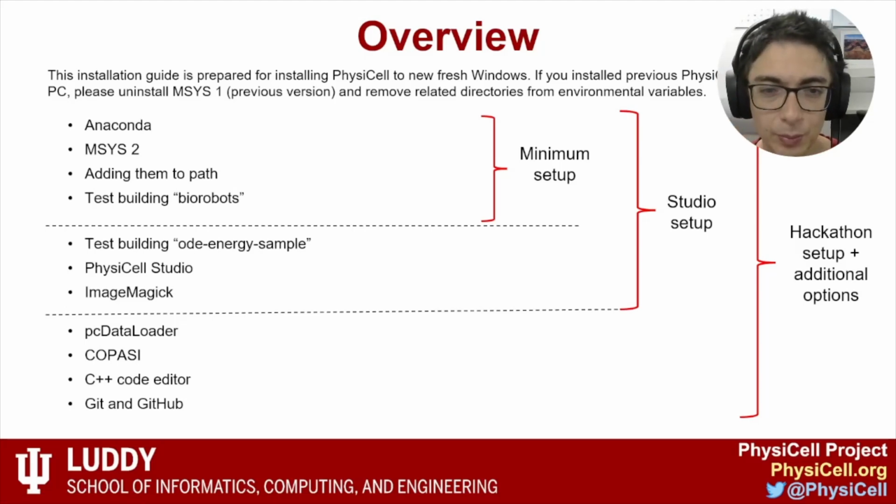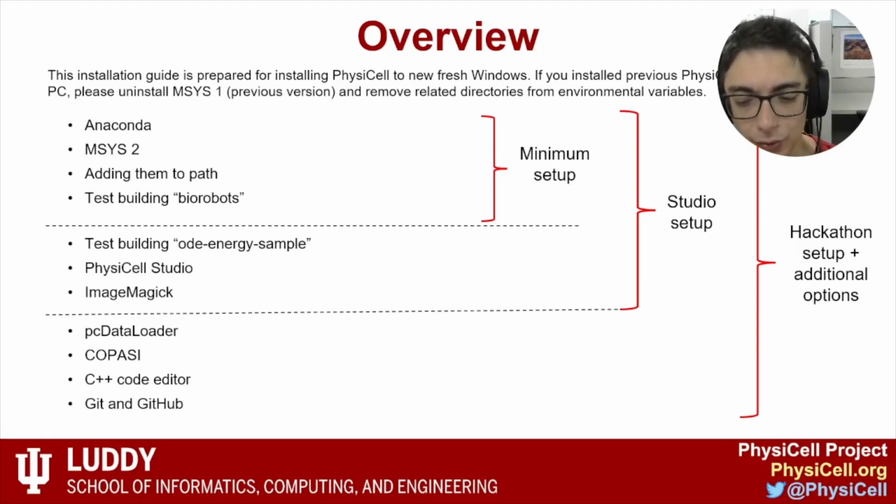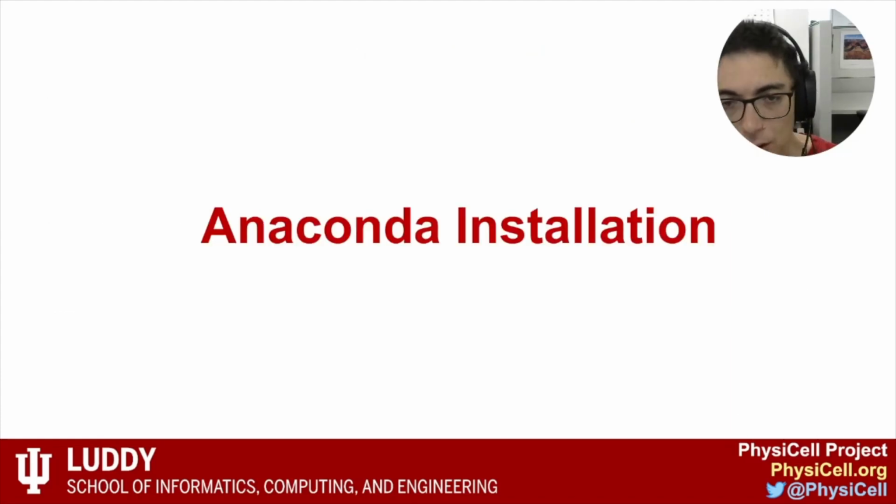The first layer is the minimum setup that will allow you to use PhysiCell by itself. In the second one we will install the studio and also try one more advanced simulation. And the third one we will install some additional software that will help us in the hackathon if you are participating.